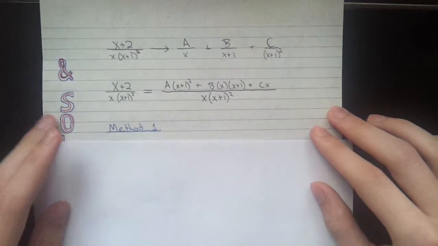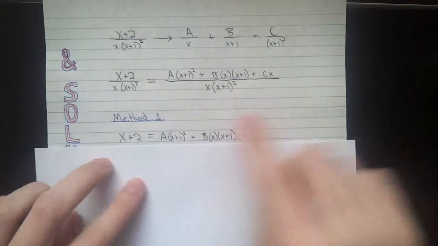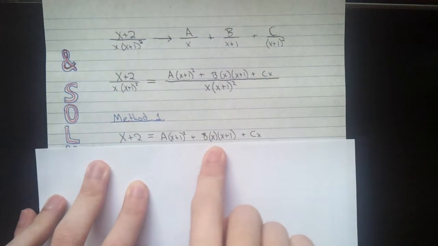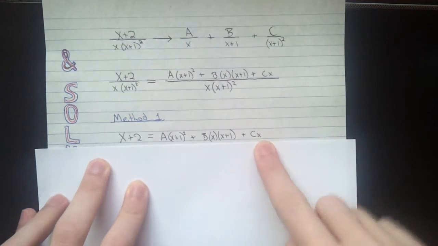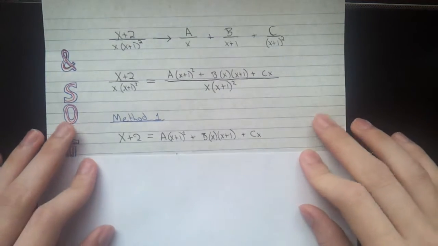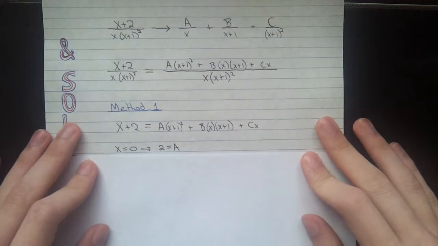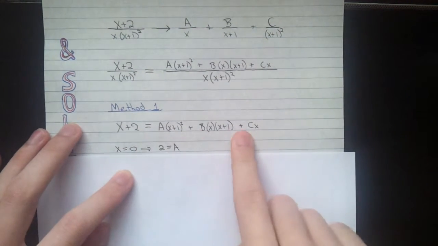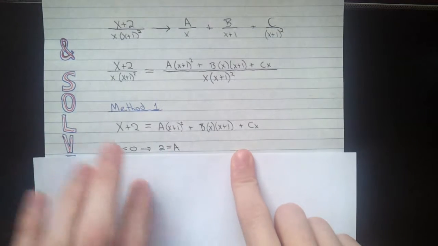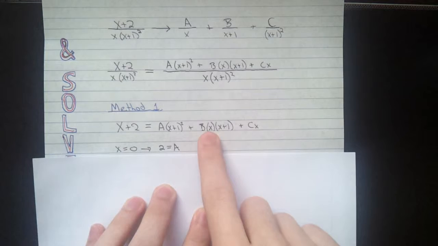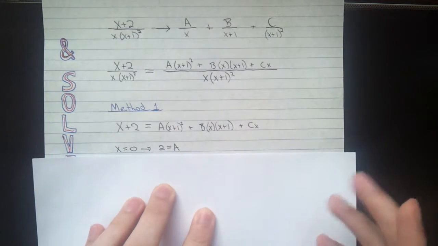So method 1 is the best here. We're just going to take that top line, x plus 2 equals a times x plus 1 squared plus b times x plus 1 plus cx. And now what we're going to do is choose values of x and solve for these coefficients, or these constants, sorry. You want to choose numbers that will make some of these terms go to 0. That's the easiest way to do it.